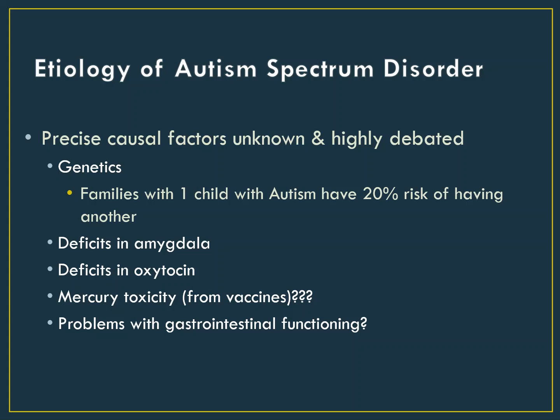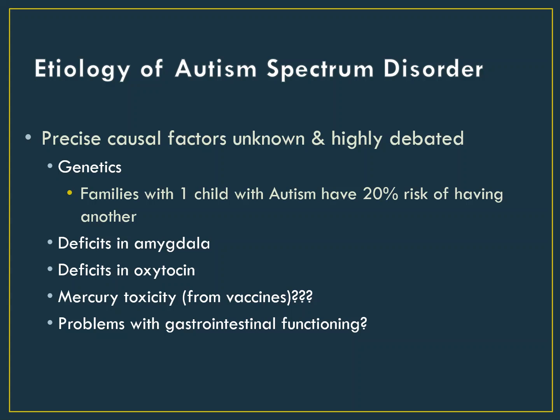It's been proposed that deficits in the amygdala, which is the part of the brain involved in emotions, may also play a role in autism. This may make sense as it would explain difficulty communicating and understanding emotions, as seen in kids with autism. Another possibility is that people with autism have deficits in oxytocin, which is a bonding hormone. This would explain difficulties developing social relationships.